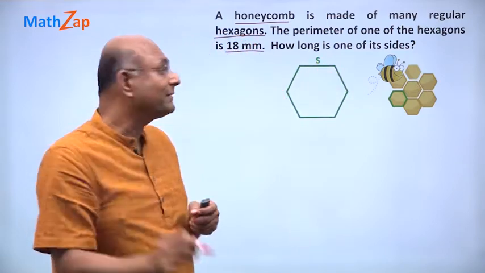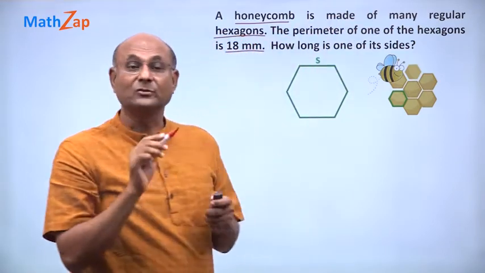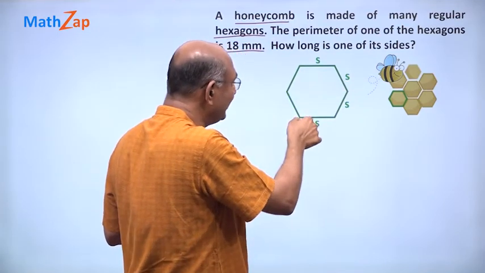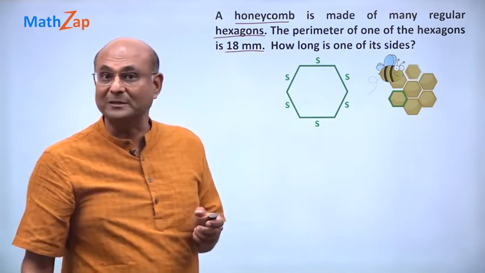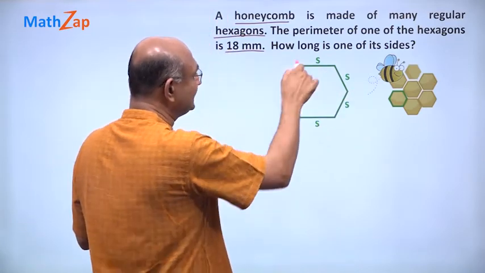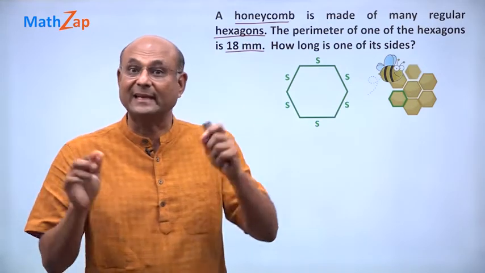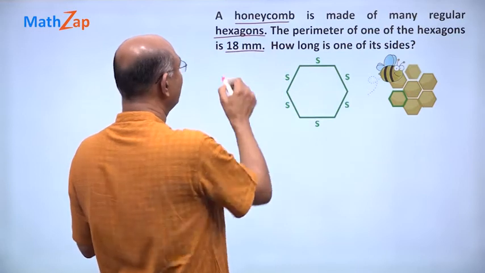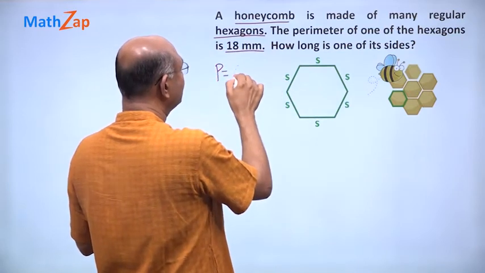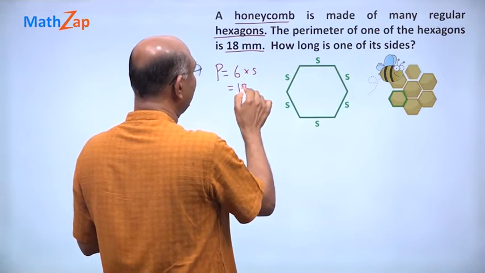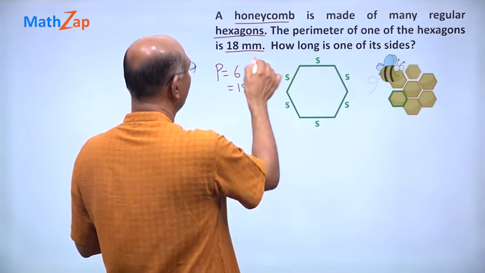Okay, but it is given that it is a regular hexagon. So that means if this is S, this must be S, this must be S, this must be S, this must be S, and that also must be S. How many sides? 1, 2, 3, 4, 5, 6. That's why it's called a hexagon. Hexa means 6. So this has 6 sides. So what about the perimeter? 6 times S. But we have been told that it is 18 millimeters.